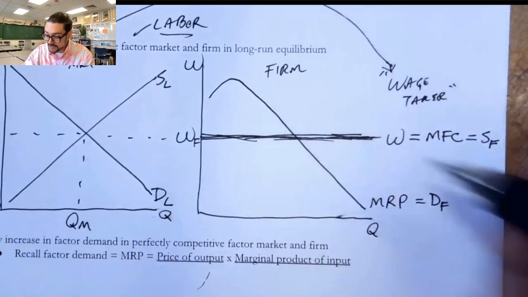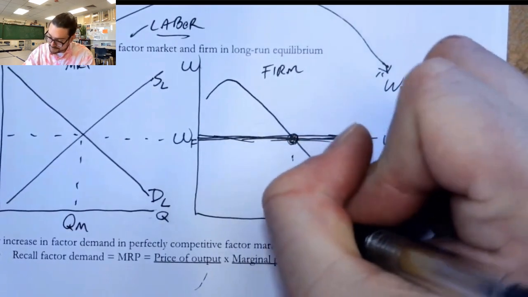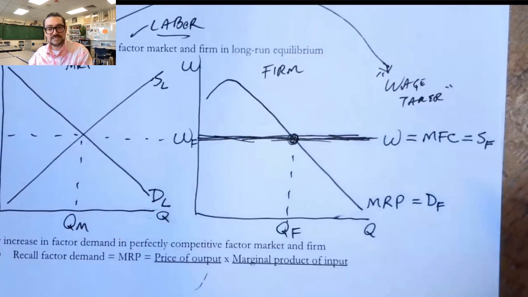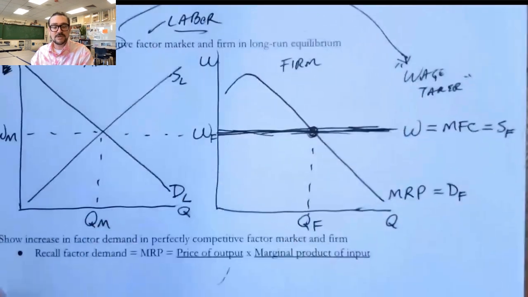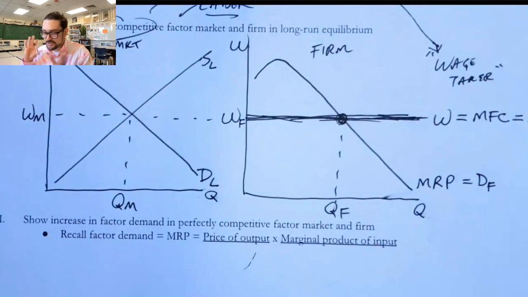So they're going to hire at the quantity where MRP equals MFC. And that's the firm in long-run equilibrium. That's all you've got to do. There are no average cost curves. There's none of that kind of crazy stuff on here. It's literally just that simple.